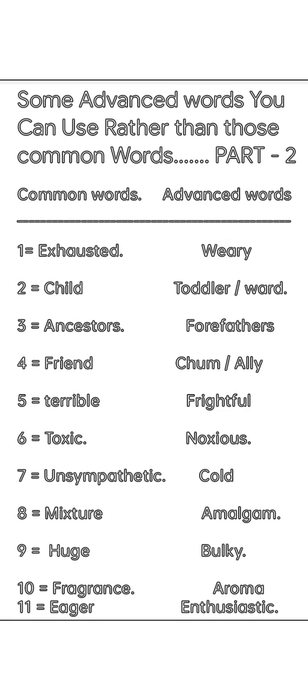Next is toxic. Toxic means a harmful substance. Instead of toxic, you can use noxious. Seventh one is unsympathetic. So instead of unsympathetic, you can use cold. Suppose rude. Unsympathetic means rude. So instead of rude, you can use cold.